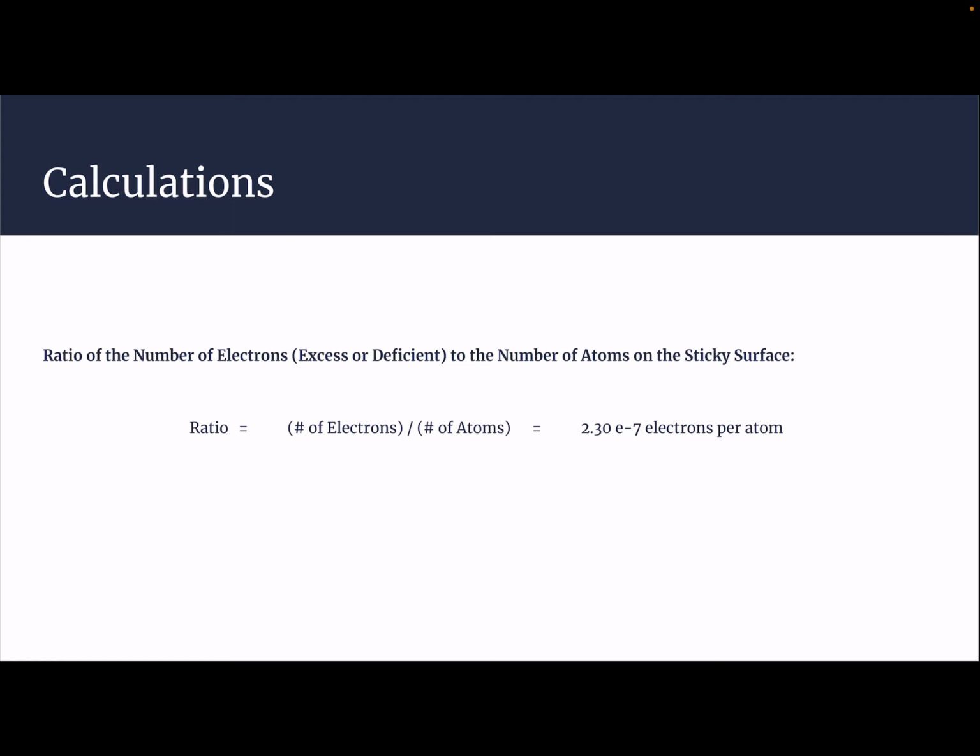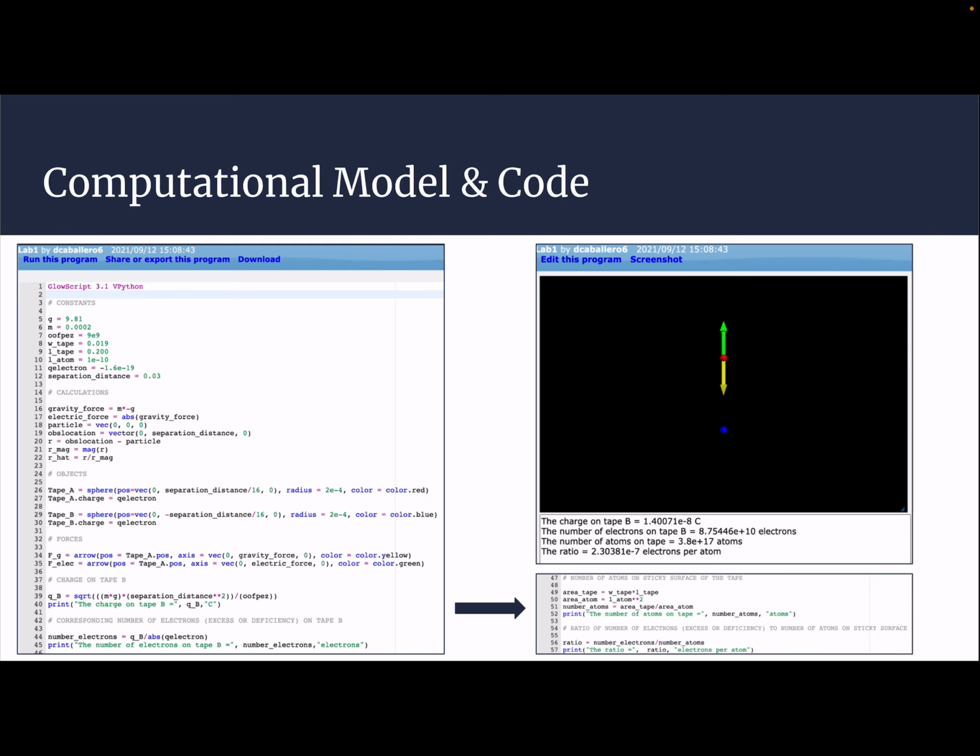Now we're going to transition and talk about our computational model and code. As you can see, my code shows functions for calculating the magnitude of gravitational force, electrical force, number of electrons, number of atoms, and ratio of number of electrons per atom. You can also see a display on the right of two charged tapes, each shown as a single point charge, exerting an electric force on each other and experiencing a gravitational force.